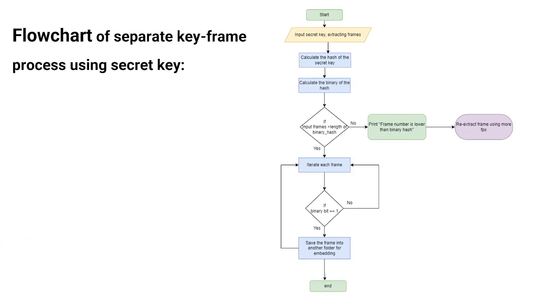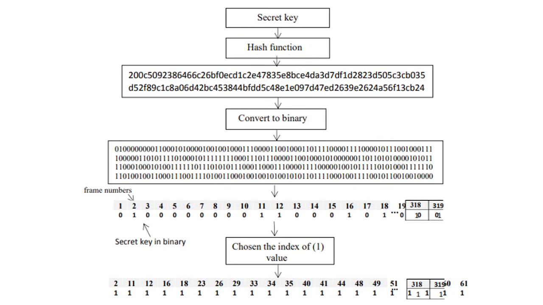This is the flowchart of separating key frames with the secret key. This is the secret key. I take the secret key and create a hash function, which is converted to binary, and where the binary number is 1, I take those frames. If the binary number is 0, I don't take those frames.